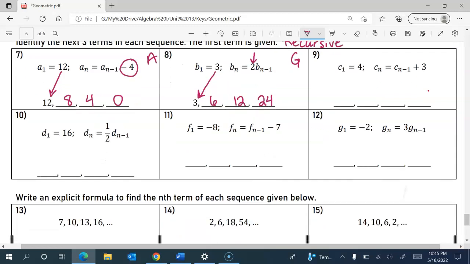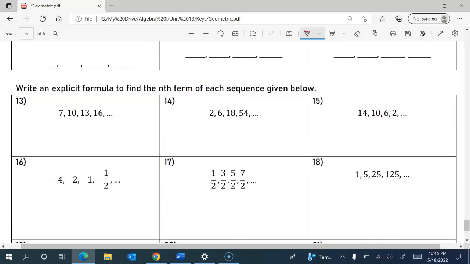And then the last section, it says write an explicit formula to find the nth term of each sequence given below. Okay. So I'm going to change this just slightly here. We're doing the explicit formula, but I also want you to add recursive. We need practice doing both. Okay, remember explicit is function notation, and recursive was that subscript. So I will do a few examples of both to kind of get us into the swing of things here.